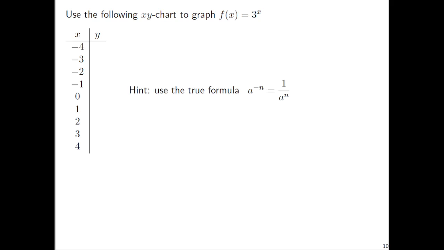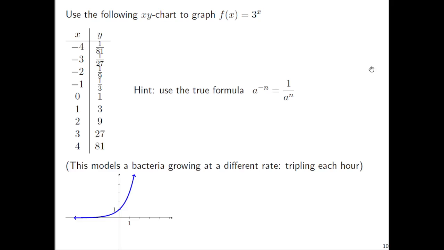Again, please make use of that old formula about exponents. This formula deals with negative exponents. Okay, if you have a to the negative nth, that becomes 1 over a to the positive nth. Use that to fill in this table. You should get data that looks like this.